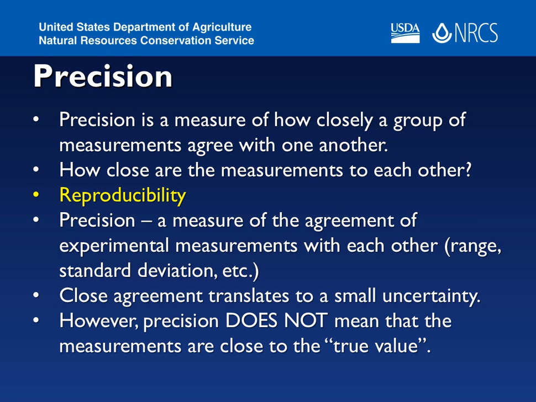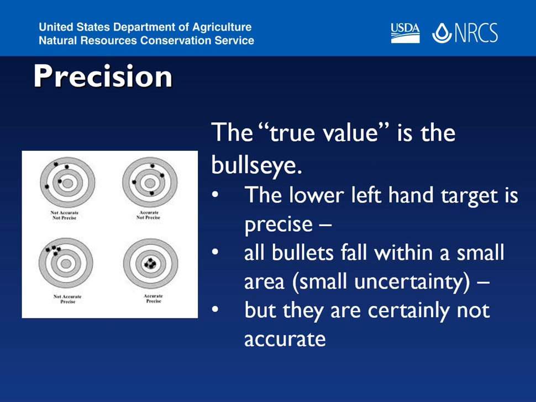But even though you might be precise, it doesn't mean that those measurements are close to the true value. And what we have to determine is, what is the true value? Well, we always use these bullseye targets to explain this. I realize some of you probably know this, some of you probably don't. But if you look at the lower left-hand corner target, you'll see that those are pretty precise. Every one of those are grouped really close together. Unfortunately, they're not accurate.